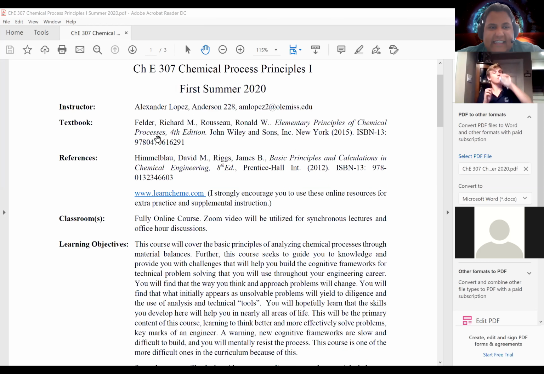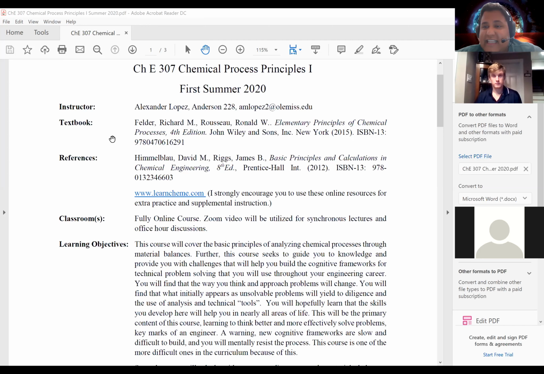The big thing here is you really need the textbook, because this is a really good textbook: Elementary Principles of Chemical Processes. You can have the 3rd or 4th edition. I'm not really picky about editions; the content is largely the same. So long as you have one copy that you can access, either a physical copy or a digital copy, that's really going to help you as you move through this course.